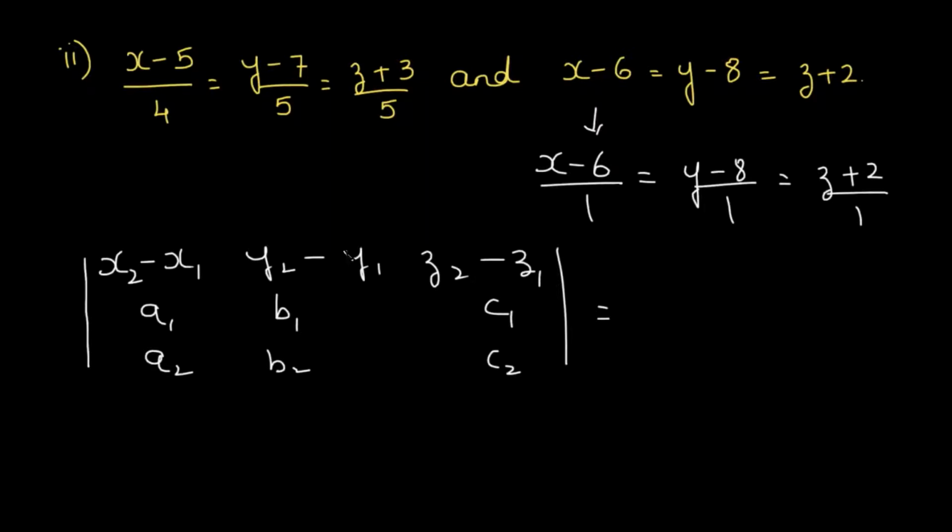Now the question is, what is x1, y1, z1 over here? Yes, these points x1, y1, z1 are 5, 7 and minus 3. Similarly, x2, y2, z2 becomes 6, 8 and minus 2. So accordingly, we'll substitute over here. A1, B1, C1 are these denominators. Similarly, A2, B2, C2 become 1, 1, 1. So you are going to do this as an assignment by substituting all the given values. Check whether 0 comes out and whether the lines are intersecting each other or not.